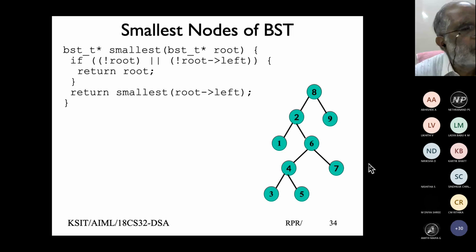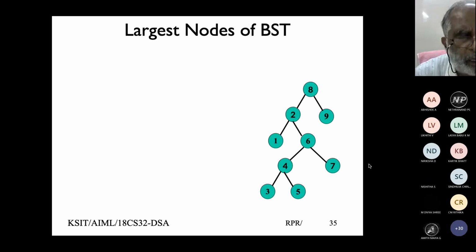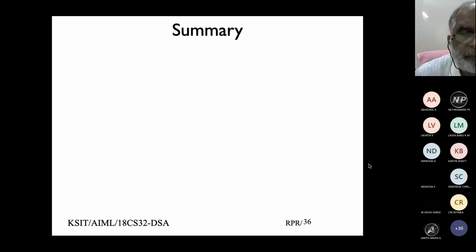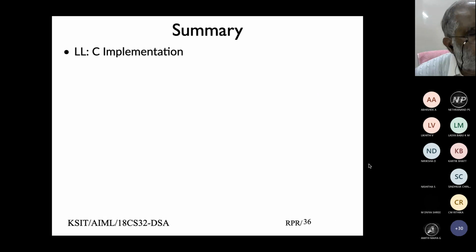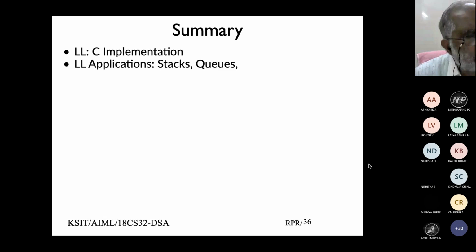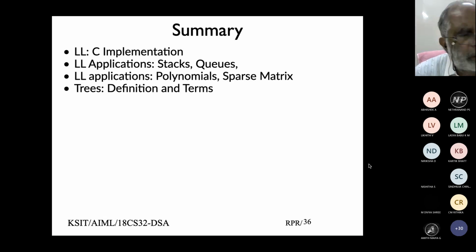And the same logic we could use for the largest node. So instead of left, we traverse the right, and whichever node we reach by traversing right, that becomes my largest node. That's all we discussed in our module. So in summary, we looked at linked lists, we looked at trees, and that was the overall discussion.